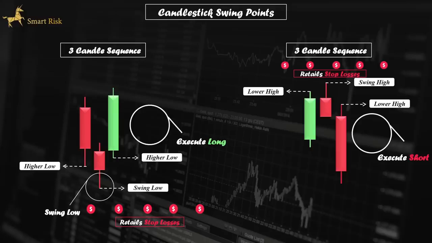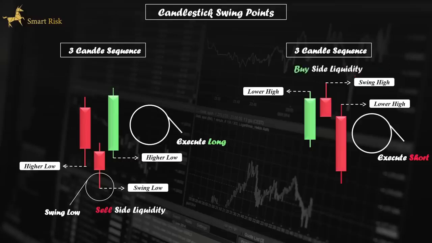With this understanding, we refer to the resting sell stop orders located below the swing low as the sell-side liquidity, and similarly, we call the resting buy stop orders accumulated above the swing high as the buy-side liquidity. It's crucial to identify these zones in our market structure mapping because smart money is always looking to push the price below or above these areas to provide opportunities to activate their pending orders in the market.